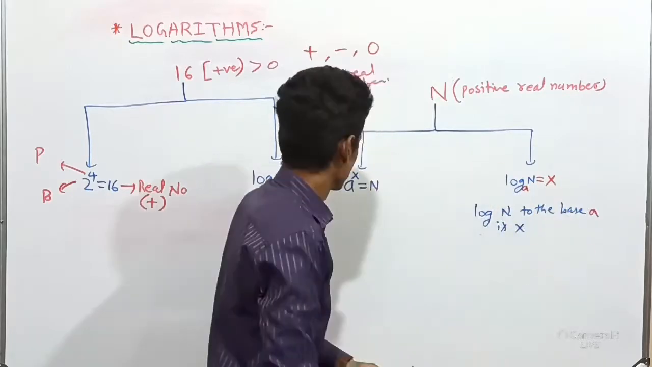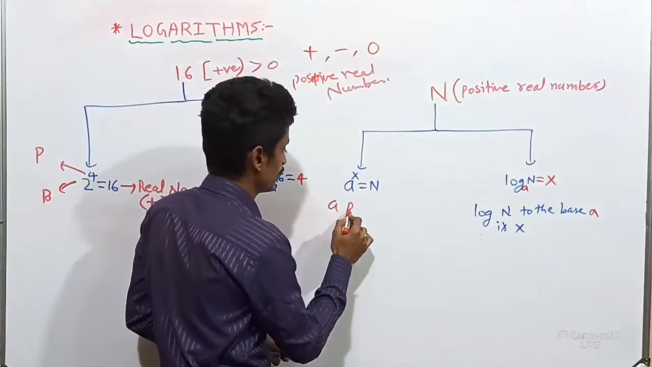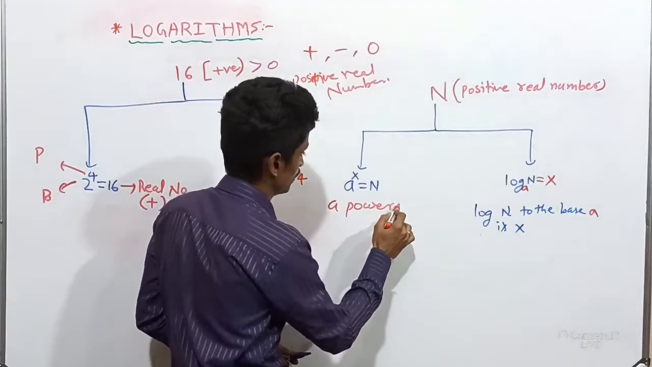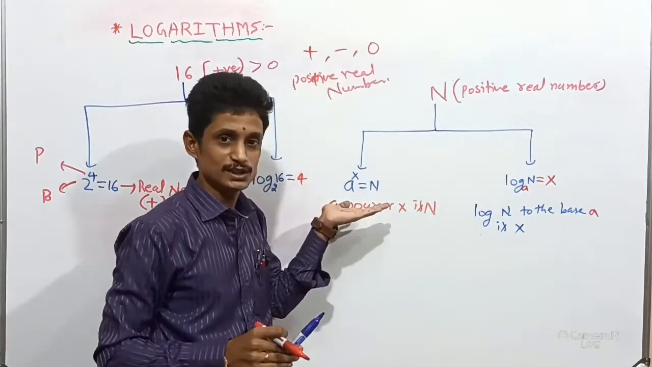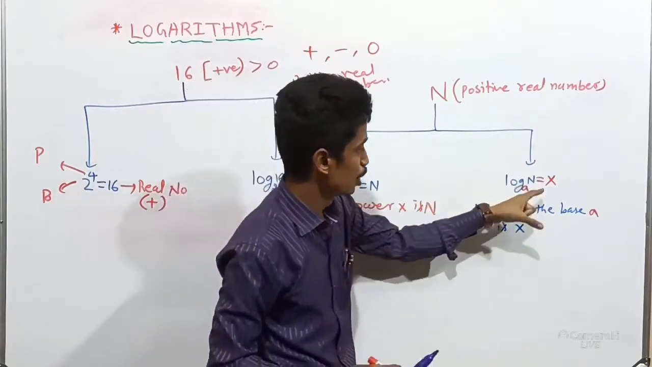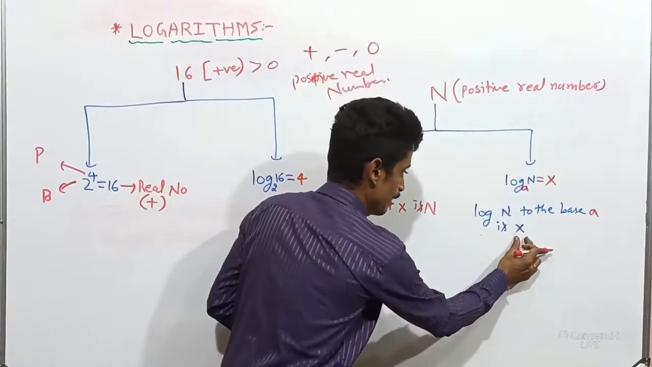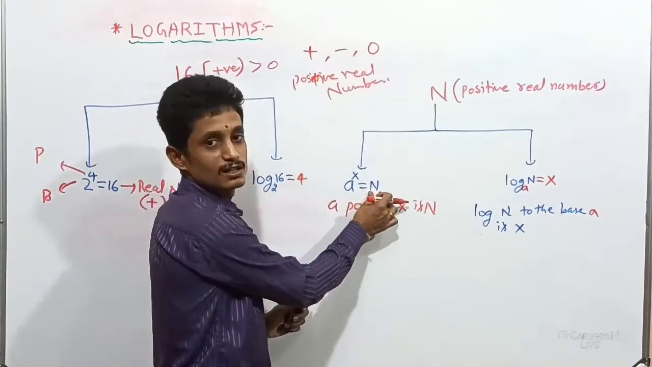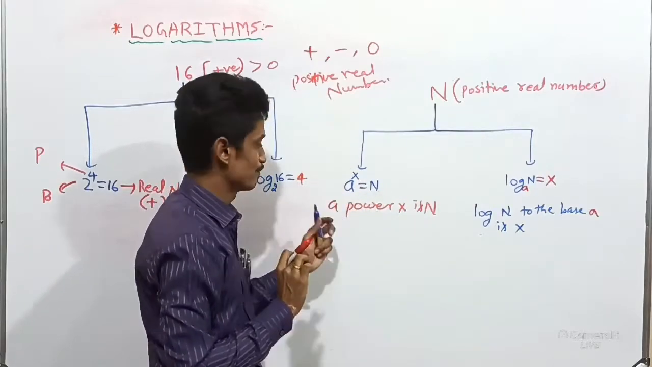We have to read it like that. And how to read this one? This one is very simple, a power x is n. Just read it like a power x is n, this is log n to the base a is x. Your answer will be the power, and your number will be n. A number we can represent like this in exponent form.